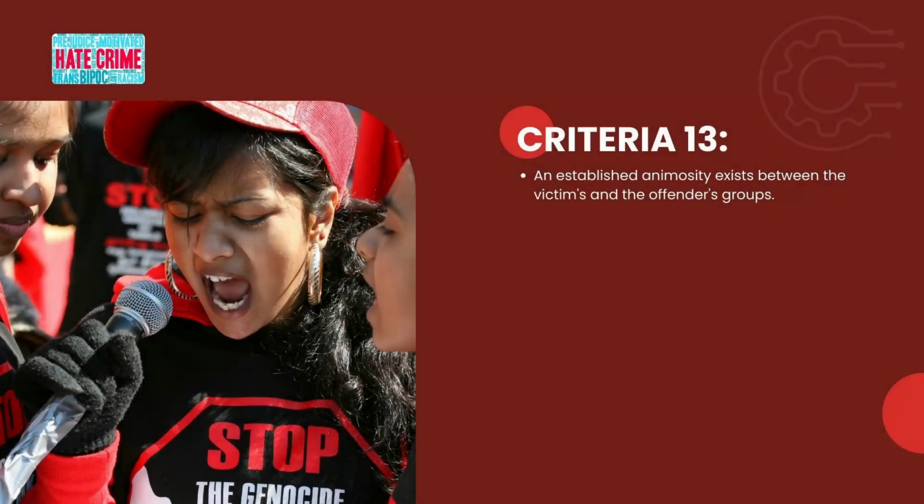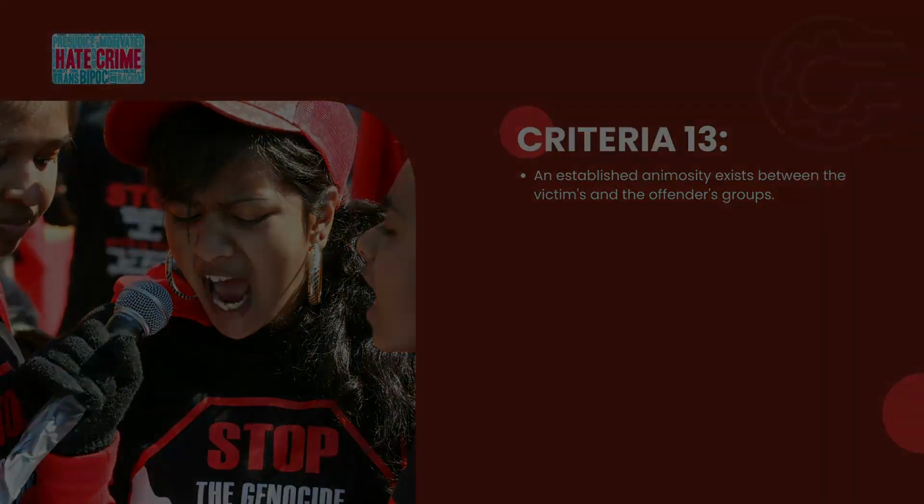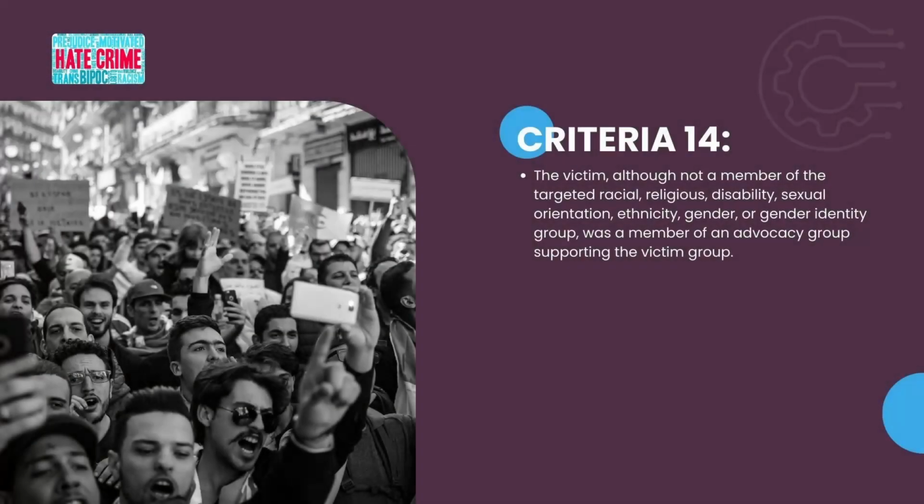Criteria 13. An established animosity exists between the victims and the offender's groups. Criteria 14. The victim, although not a member of the targeted racial, religious, disability, sexual orientation, ethnicity, gender, or gender identity group, was a member of an advocacy group supporting the victim group.